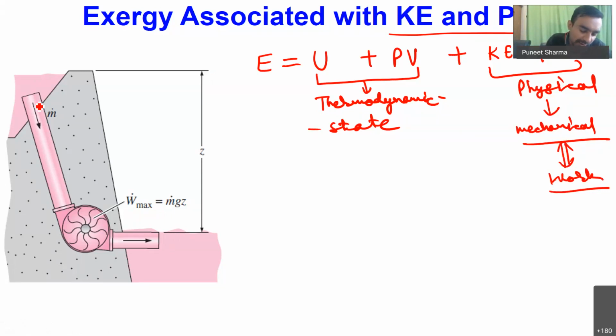So while water is flowing through this pipe, say the flow rate of water is m dot. Then the rate of potential energy is m dot into gz. This will be the rate at which potential energy is available.